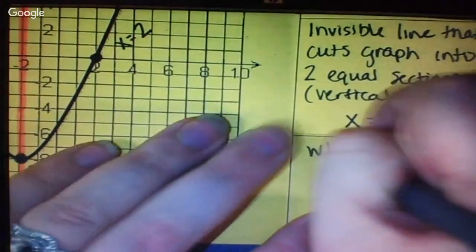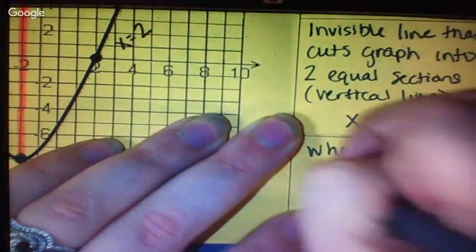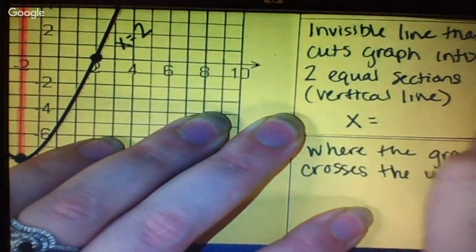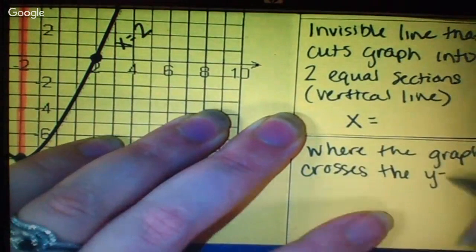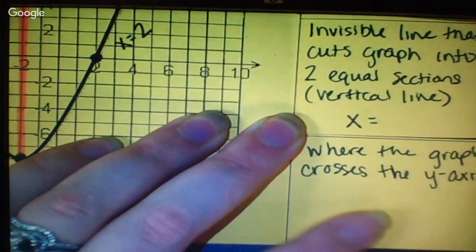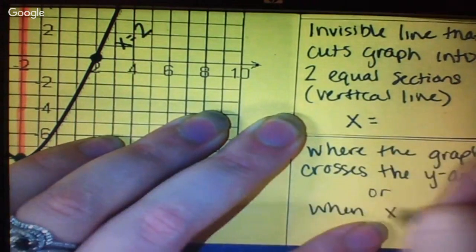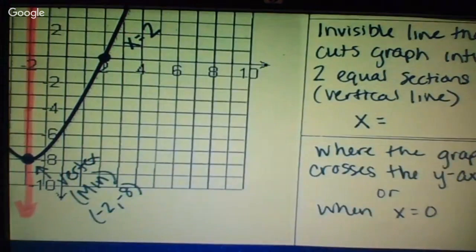Right. So, where the graph crosses the y-axis, or when x equals 0. Because remember, if we're on the y-axis, your x has no value. It's a value of 0.